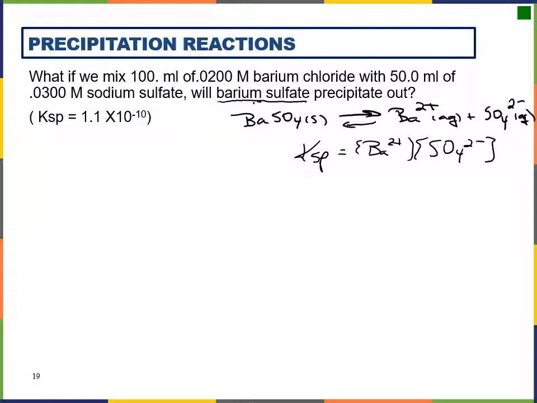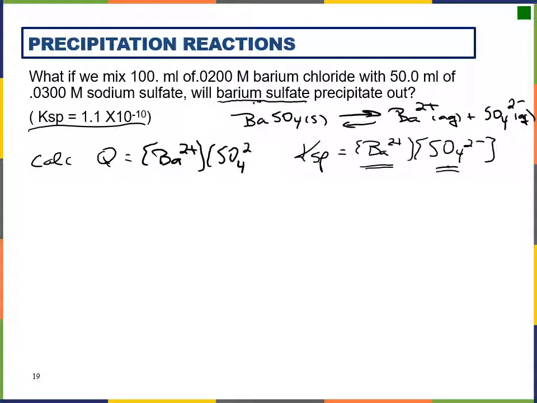So if we get a mixture where the concentration of these ions is greater than K, we will have a precipitate, which means we need to calculate Q. Q always has the same form, which is going to equal the concentration of barium multiplied by the concentration of sulfate, but instead of being at equilibrium, these are initial.